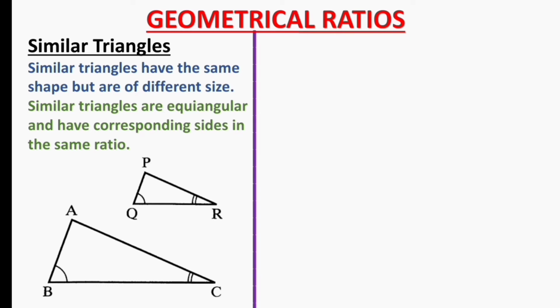Moving on, let's learn about similar triangles. Similar triangles have the same shape but are of different size. Similar triangles are equiangular and have corresponding sides in the same ratio. The triangles below here, talking about triangle PQR and triangle ABC, are similar triangles. Let's learn more about similar triangles.